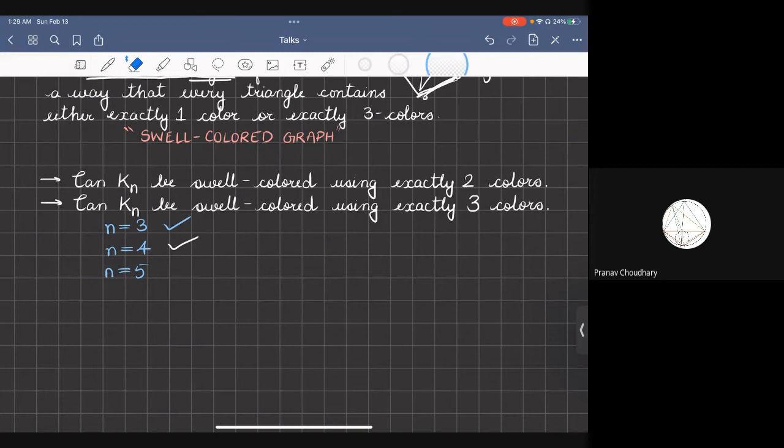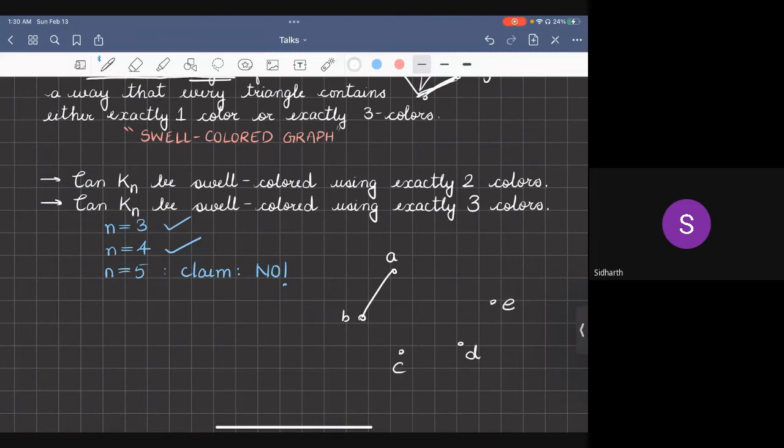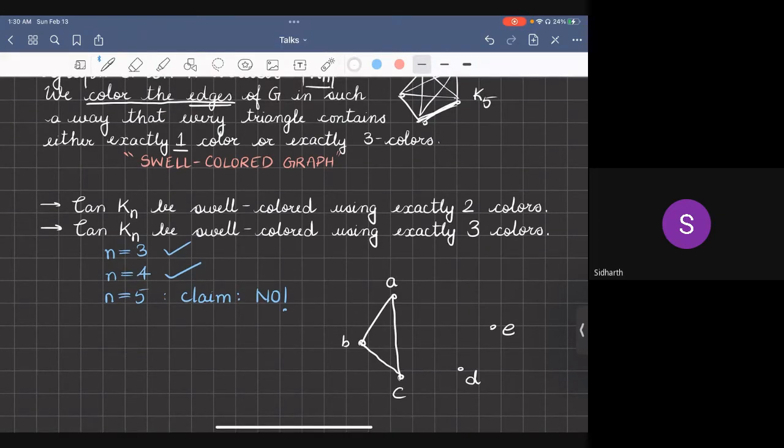Again, the answer is no. It cannot be swell colored. From some vertex, some two of them must be the same color, because every vertex has degree 4, so some two have the same color. Let's say it is A, B, C, D, E, and AB and AC have the same color. Naturally, BC should also have the same color because we are allowed to have only one color. But then what next?